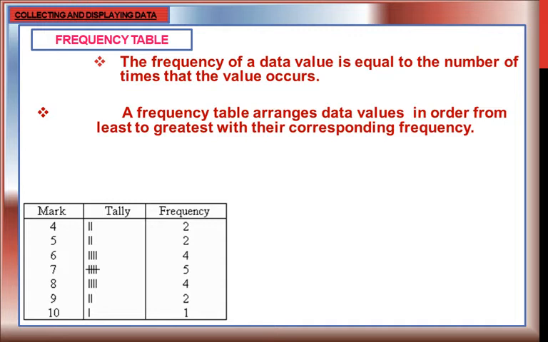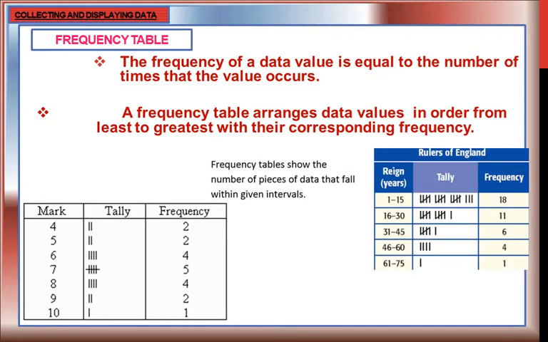So what is the meaning? It is the number of times the marks are repeating. For 4 marks, how many children got it? 2 children. That is the frequency: how many times it is repeating. Another type of frequency table you can see here.